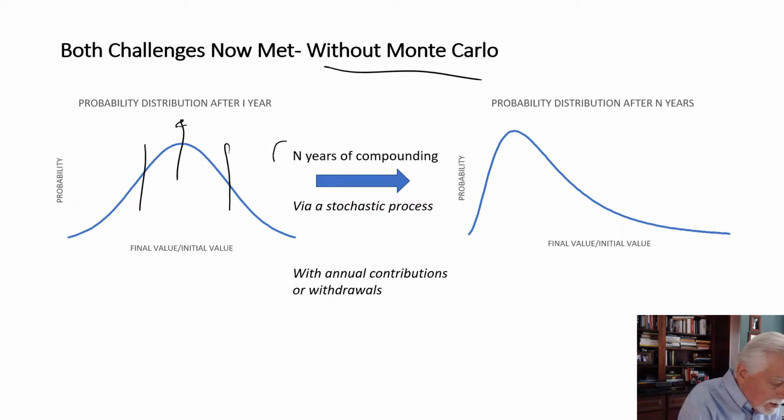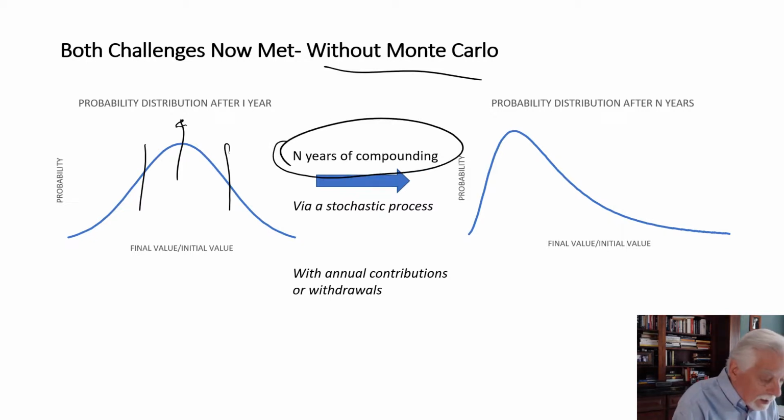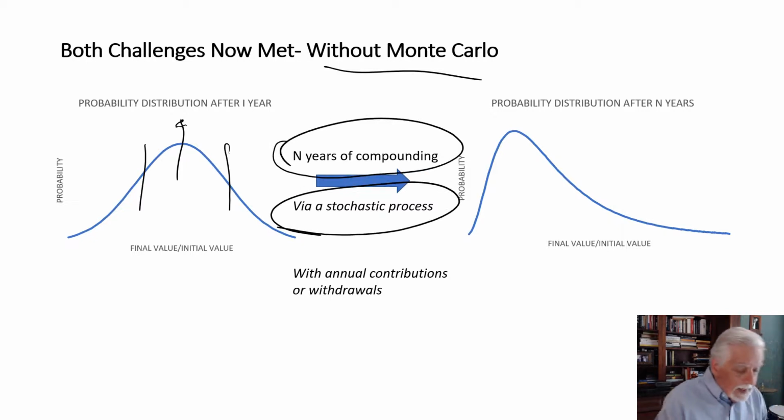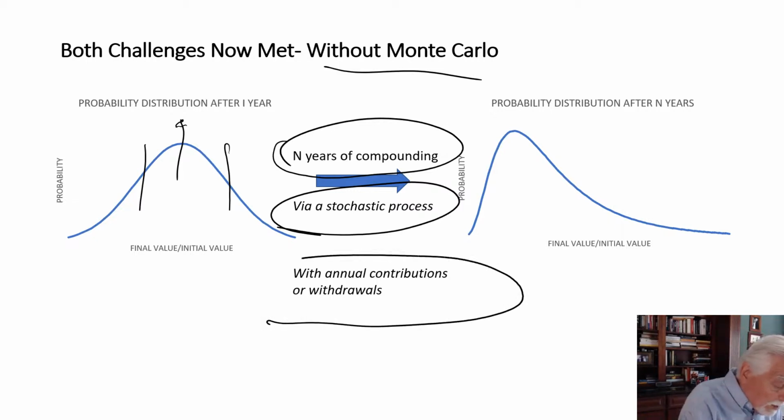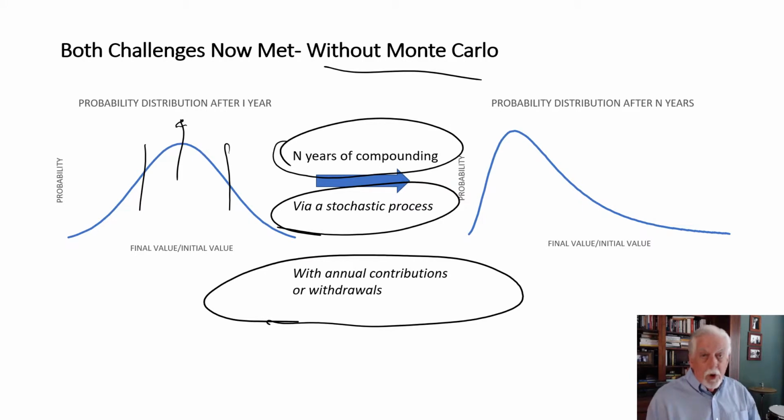How about after N years of compounding via the stochastic process of the stock market? And how about with annual contributions or withdrawals? What does that probability distribution of the portfolio's return look like? It's going to be log normal. There's analysis out there in the literature with the Brownian motion of stock prices that will show you that it's log normal. But that analysis does not account for annual contributions or withdrawals, which this analysis does.